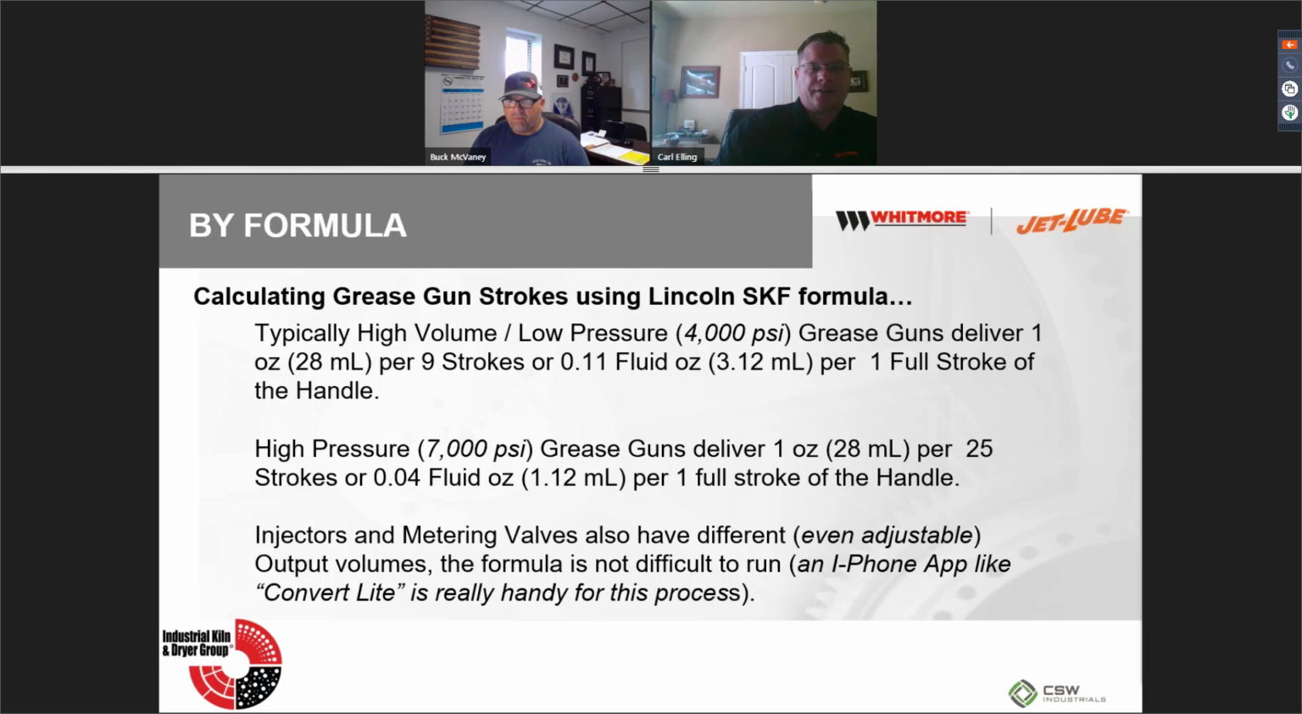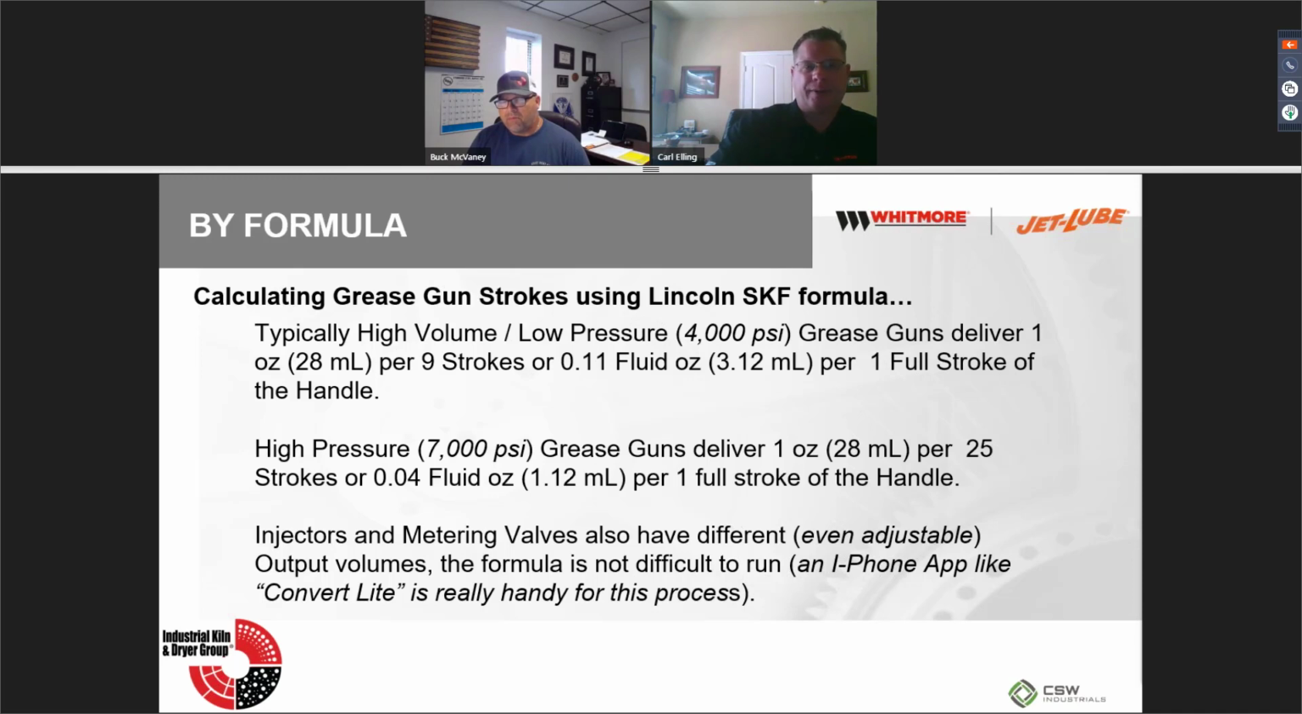So this is where injectors and metering valves also have different adjustable output volumes. The formula is not difficult to run, so you can set your automatic lubricator to match this. And if you're going to do the automatic lubricator, do smaller amounts more frequently, so you can keep that nice white line as far as optimal lubrication. So these are things that we can help you out with.